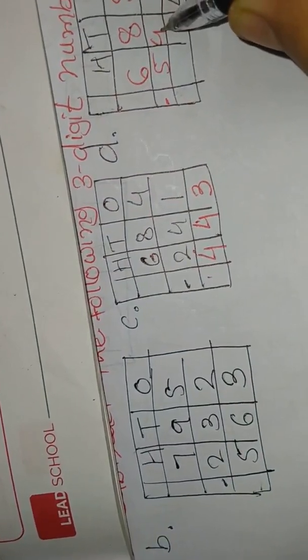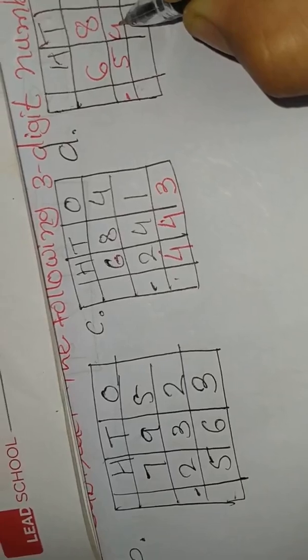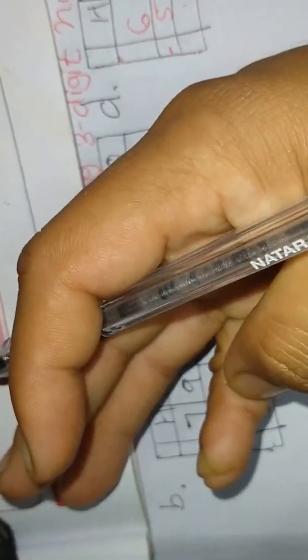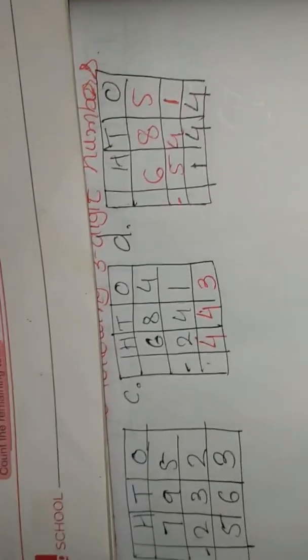8 minus 4: 8 on your finger, 1, 2, 3, 4, 5, 6, 7, 8. Cut 4. The remaining number is 4. So we write 4 here. 6 minus 5: 6 on your finger, cut 5. The remaining number is 1, so we write 1. Now students, I'll give you 1 minute. You have to complete your work.